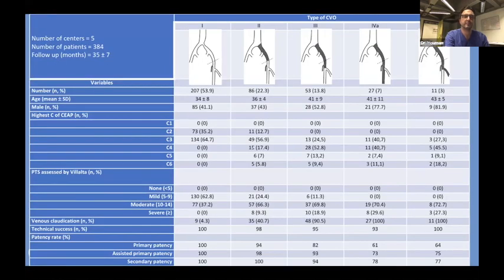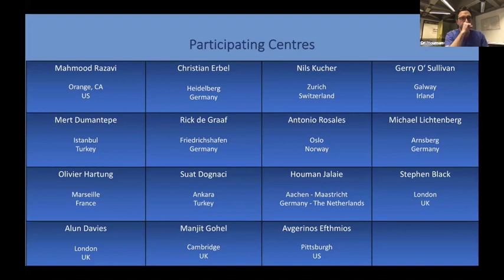These are preliminary data of the validation of this classification. Let us just have a closer look at the patency rates. They range from 60% in group 4A and B to 100% in group 1. This shows us the importance of the inflow. And here are the expert centers participating in validation of this classification.